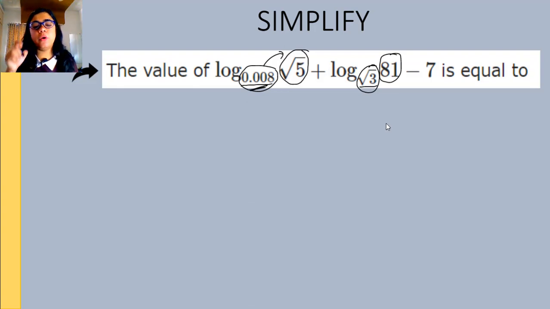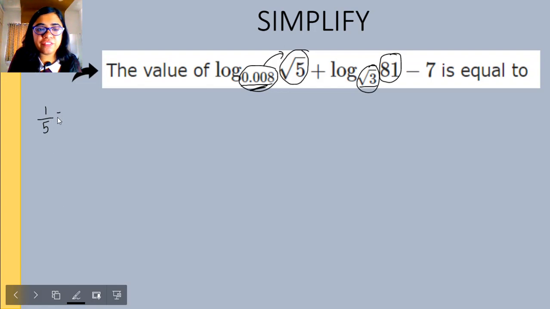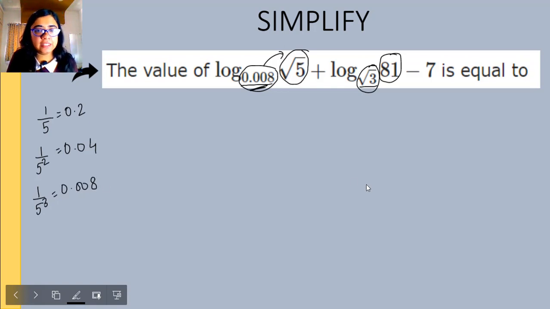Okay? Now what do we do in this case? Look, 0.008 is a very small number. But if you know one thing, what is 1 by 5? 1 by 5 is 0.2, right? 1 by 5 square is 0.04. 1 by 5 cube is 0.008. Okay? So I can write log of 0.008 as 5 raised to minus 3. Okay? 1 upon 5 cube is 5 raised to minus 3.